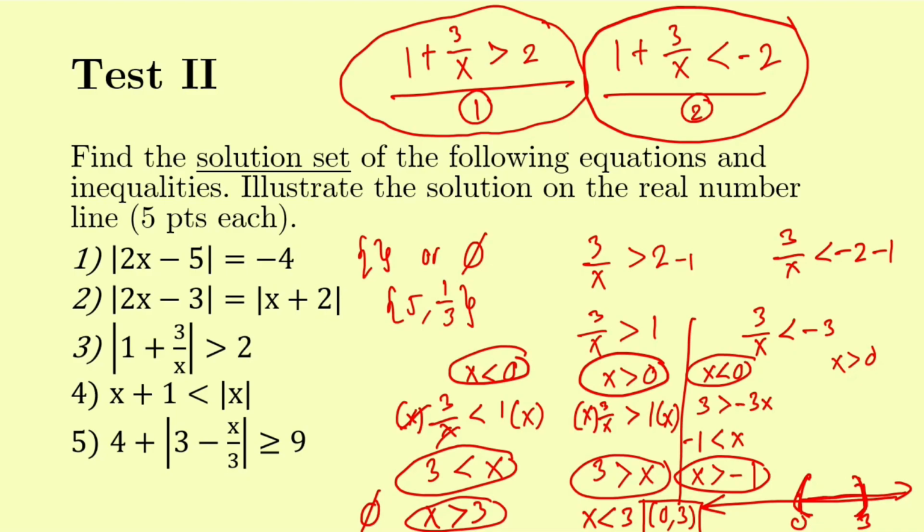Kapag positive naman si x, it will stay the same. So, 3 is less than negative 3x pa rin. Okay? And then, what's next? We can divide both sides by negative 3 ulit. Magpi-flip ang ating sign. So, negative 1 is greater than x, meaning x is less than negative 1.